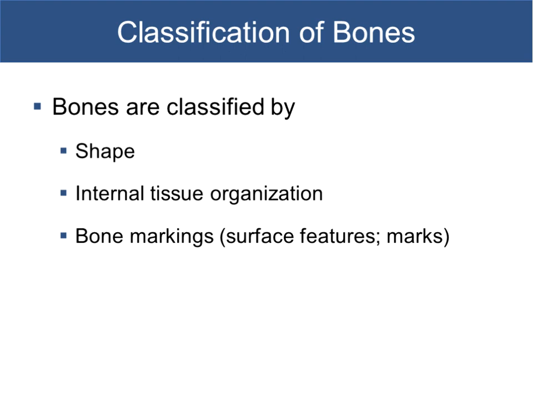The way that we classify bones is by three very basic categories. We can classify them by shape. We have bones that are considered long bones, so the bones of your arms and your legs would be long bones.